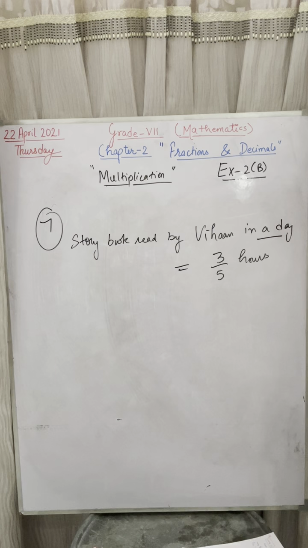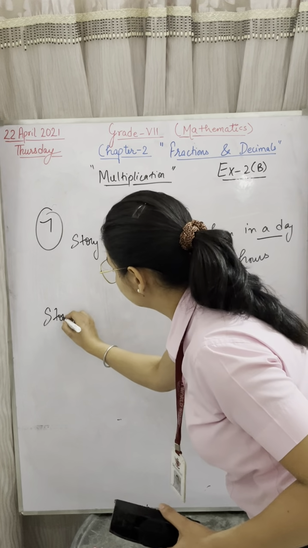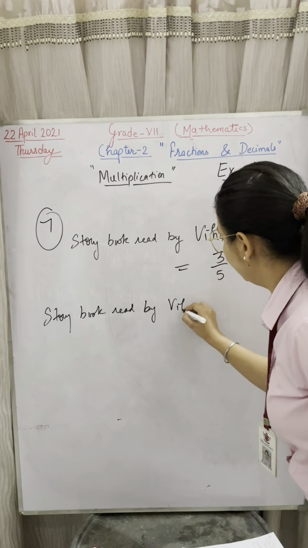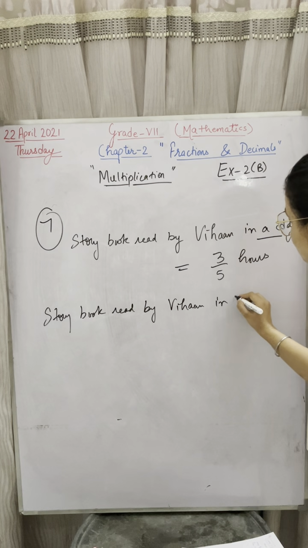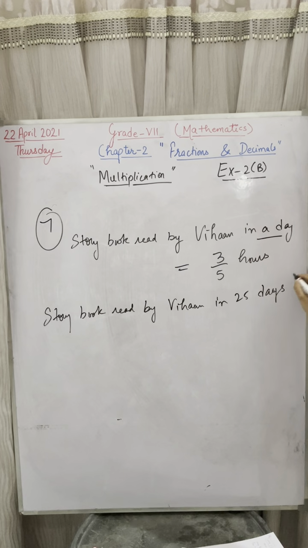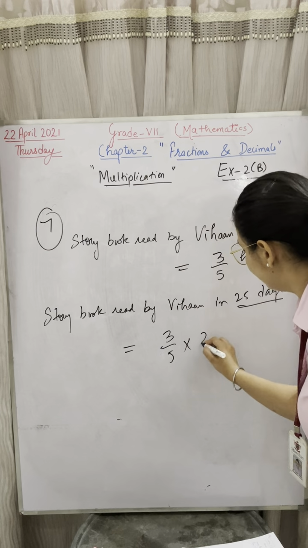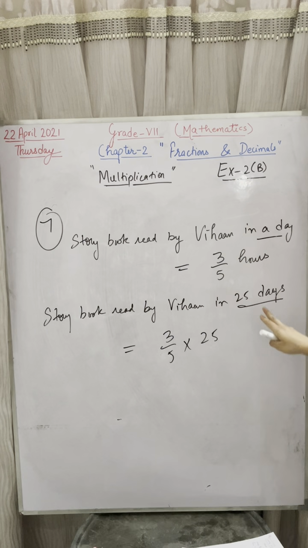So they are asking how many hours he will spend to read the storybook in 25 days. Write it this way: storybook read by Vihan in 25 days. In one day he used to read these many hours. In 25 days, so you have to multiply 25 and 3 by 5. 3 by 5 multiplied by 25.